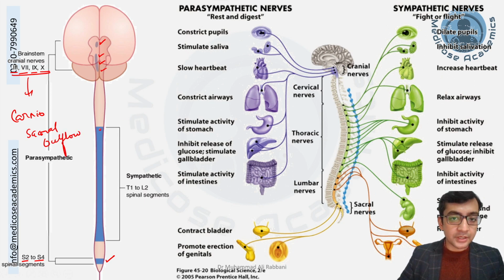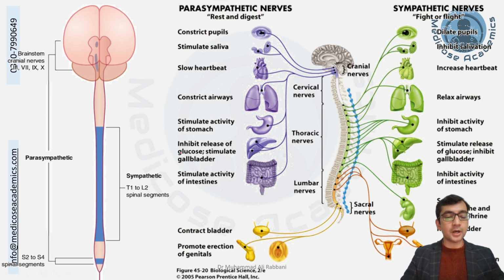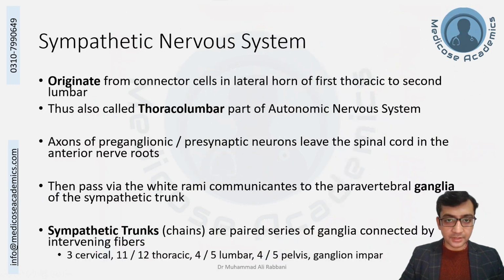And all the cell bodies of the presynaptic ganglions start from the T1 segment all the way to the L2 segment of the spinal cord. So this is the outflow of the sympathetic. That is why it is called thoracolumbar outflow. So this is the outflow of the autonomic nervous system. Let us start with the sympathetic nervous system.